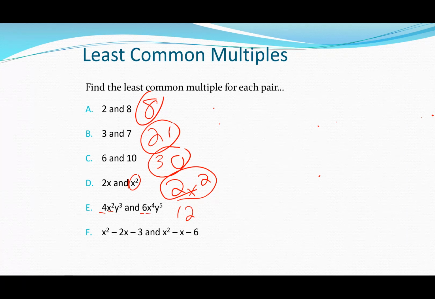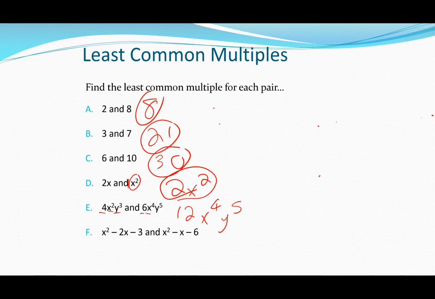For x squared next to x to the fourth, the biggest one is 4, so we're going to use x to the fourth. And then y to the third, y to the fifth. The biggest one in general is y to the fifth. So we're going to use y to the fifth. So you always take just the bigger exponent.